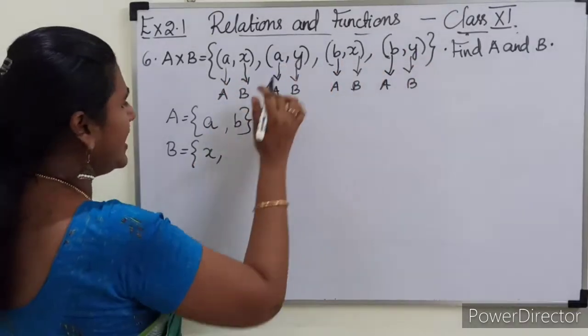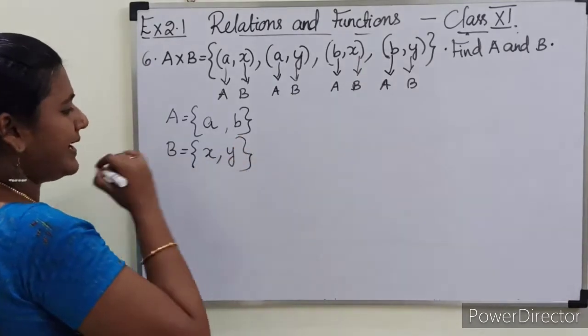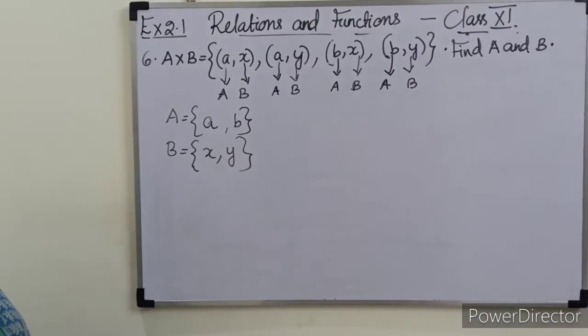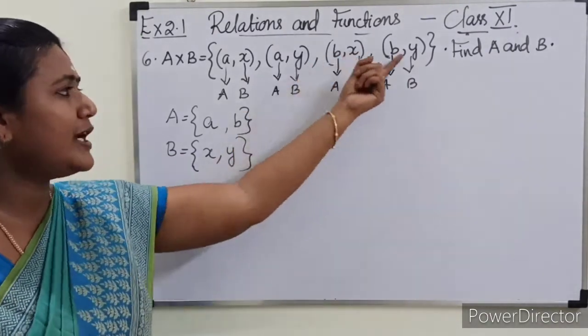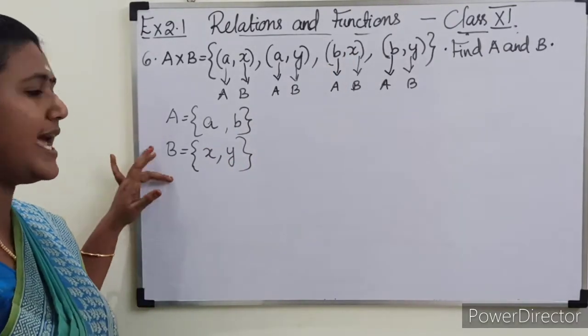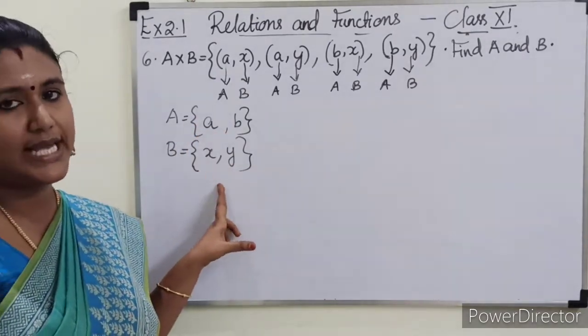That is X. Here we have Y. Then again X and Y. So we need not repeat the element. In a set we will not repeat the element. When you represent a set in roster form, we will not repeat the element. So we need not write X and Y again one more time. So these are the sets A and B. So A is equal to set AB and B is equal to set XY.